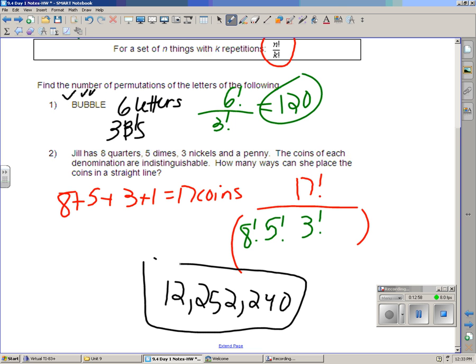Perfect. Okay, so you guys should be good to go then. So permutations, the order matters. You can use some of the formulas. You can do stuff by hand. Whatever you choose to do is fine with me.